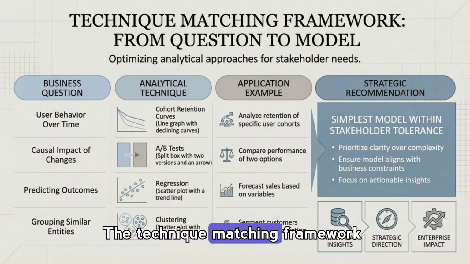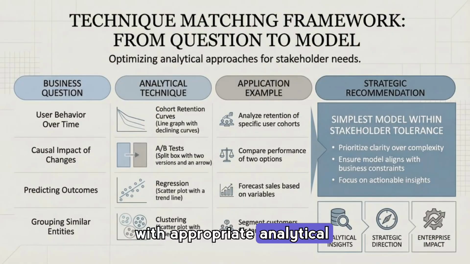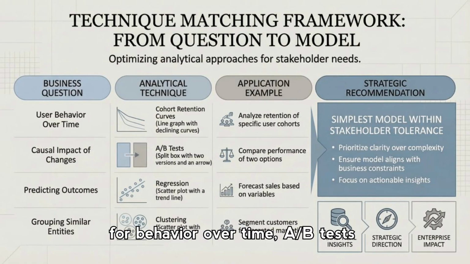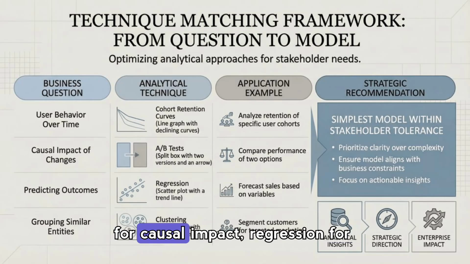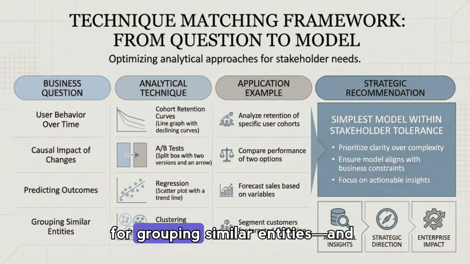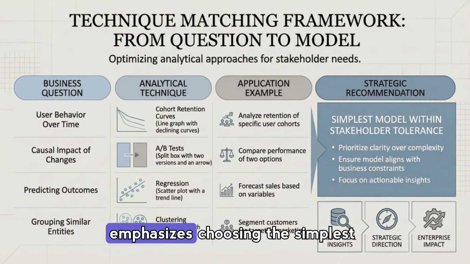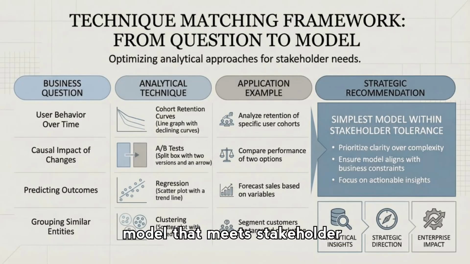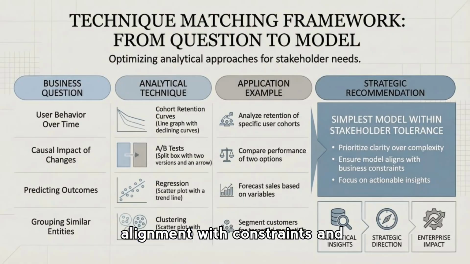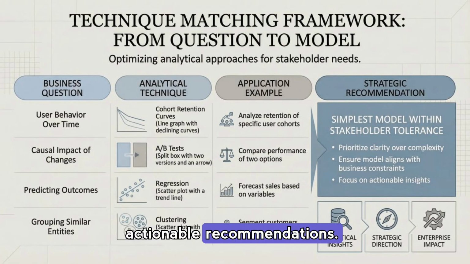The technique matching framework pairs common business questions with appropriate analytical methods: cohort retention curves for behavior over time, A/B tests for causal impact, regression for predicting outcomes, and clustering for grouping similar entities. It emphasizes choosing the simplest model that meets stakeholder tolerance while prioritizing clarity, alignment with constraints, and actionable recommendations.